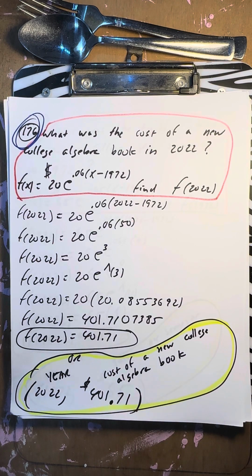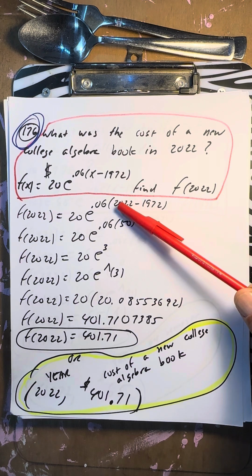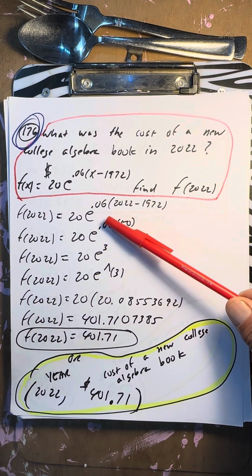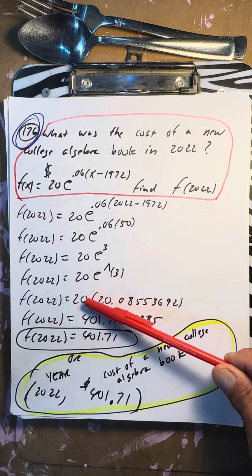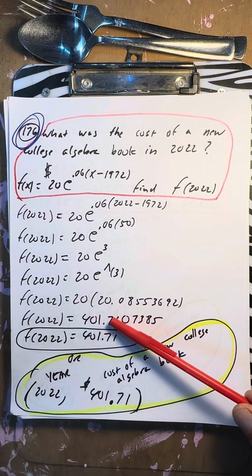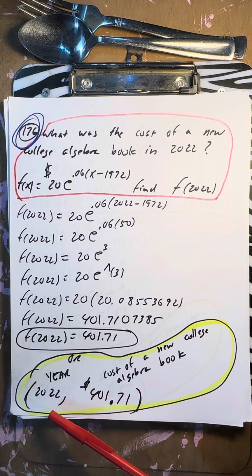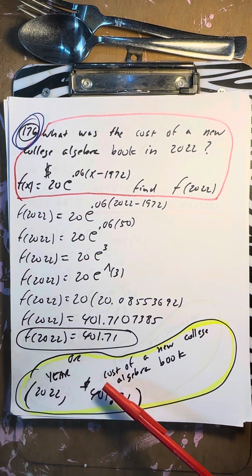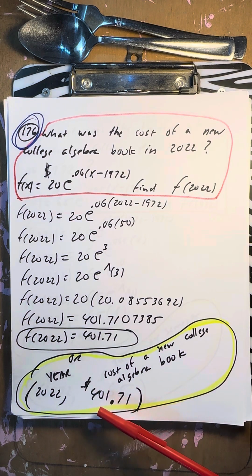What was the cost of a new college algebra book in 2022? In 2022, here's a function. Put 2022 in: 2022 minus 2020 is 50. 50 years have gone by, times 3. E to the power of that is this number times that. So now it's going to be 401 point all that. Let's round it to 401.71. So in the year 2022, the cost of a new college algebra book was $401.71. For one brand new college algebra book in 2022, you paid $401.71.